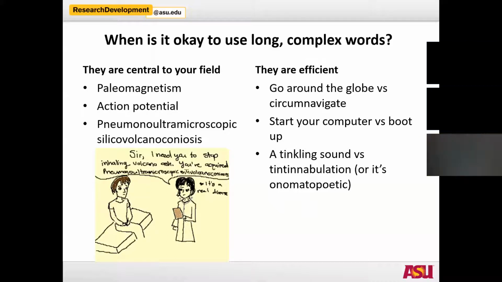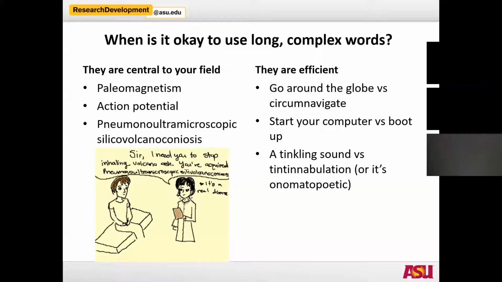All right, so then my very favorite, pneumonoultramicroscopicsilicovolcanoconiosis. If you ingest volcanic ash, you can get this disease. And so that's the name of the disease. And if that's what you have, that's the name of it. So would all the doctors know that? Probably not very many. All right, so these words are efficient.